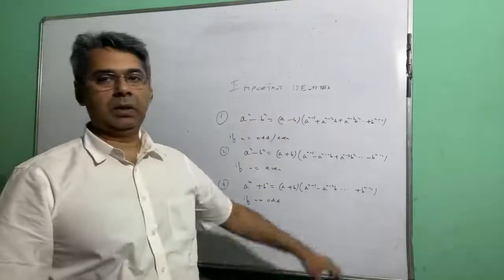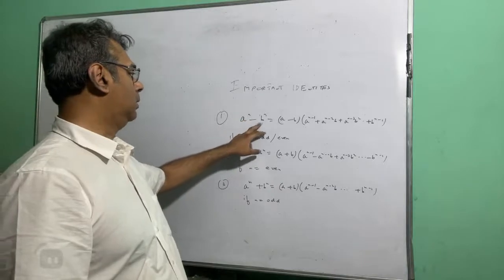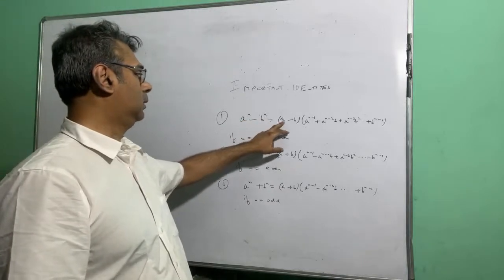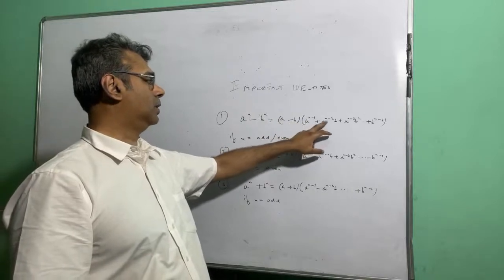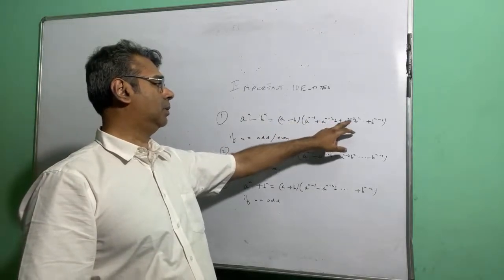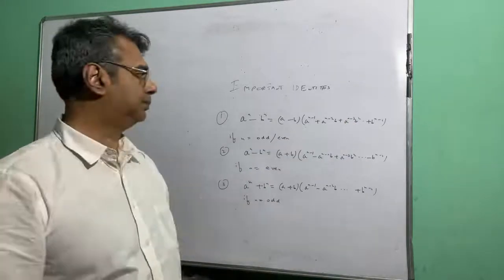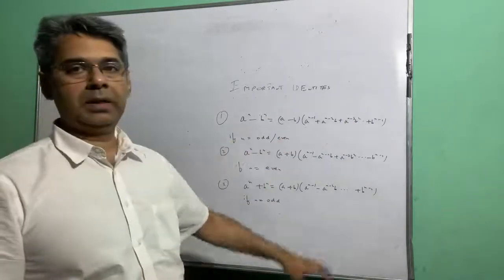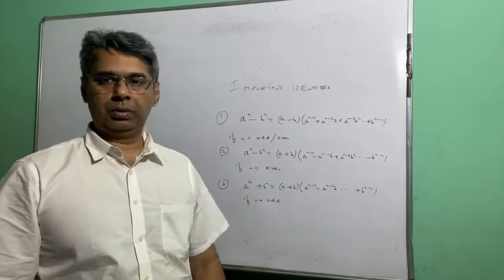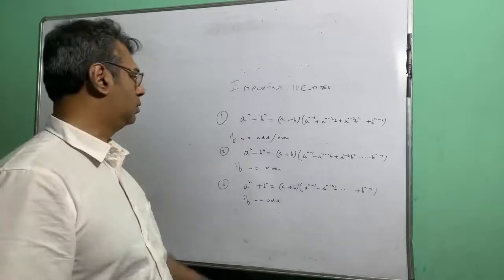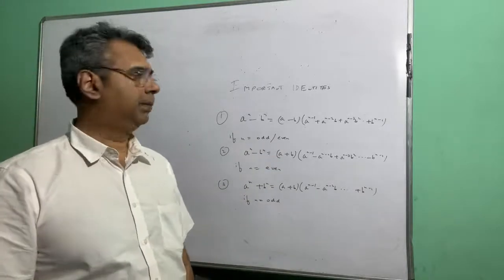there are some important identities. Number one, a to the power n minus b to the power n is a minus b into a to the power n minus 1 plus a to the power n minus 2b plus a to the power n minus 3b square up to b to the power n minus 1. This identity is true whether n is even or odd, both. It is true for n is equal to odd. It is also true for n is equal to even.